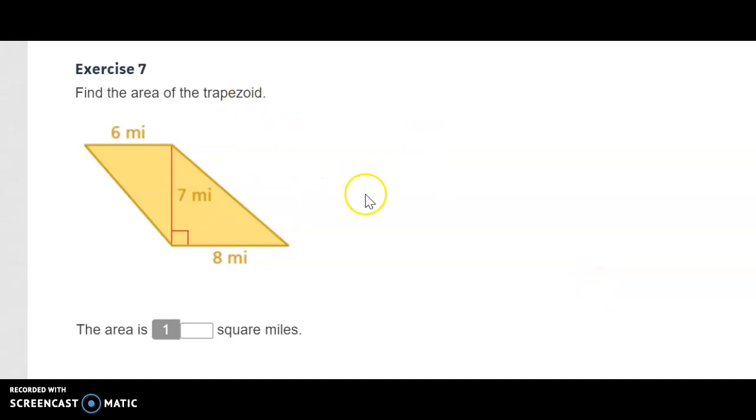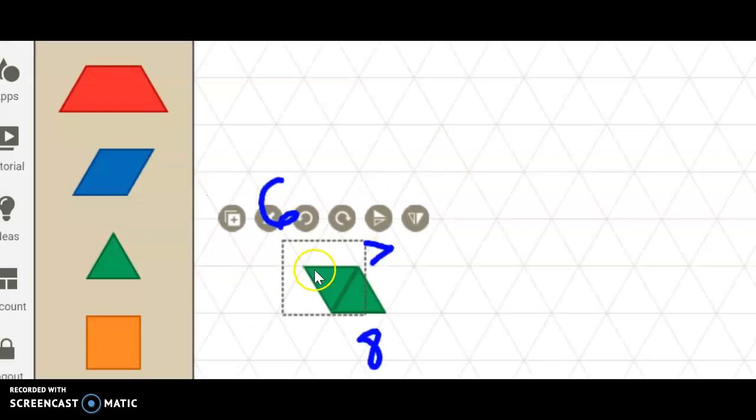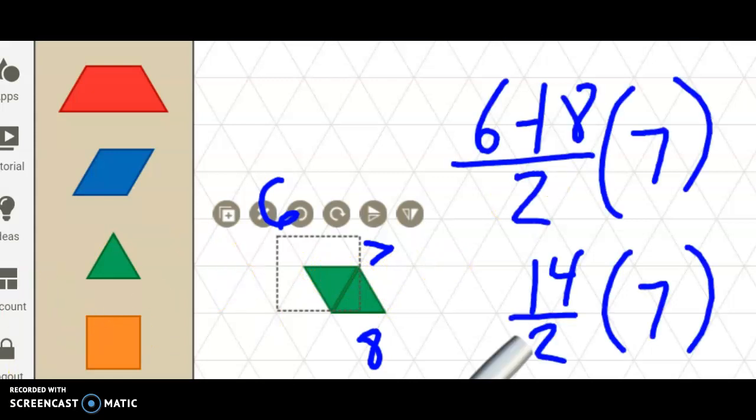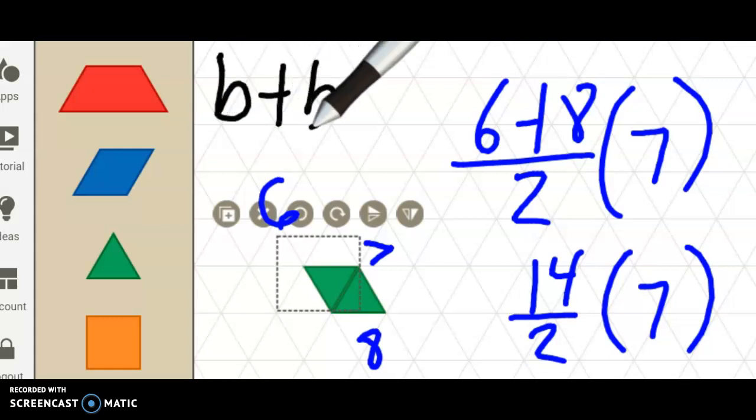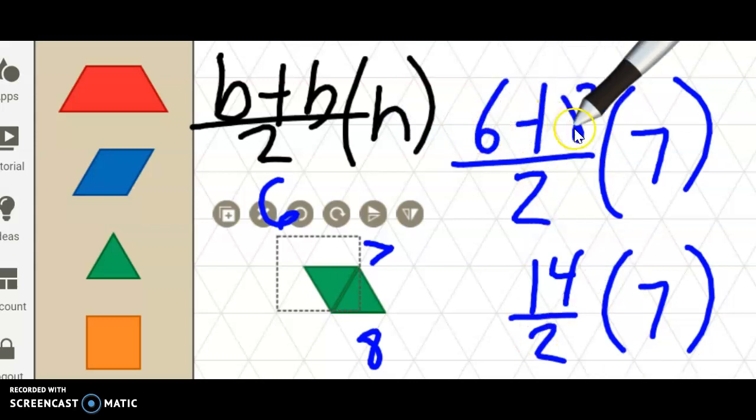And here again, we're finding the area of a trapezoid. We have our 6, our 7, and our 8. And when we look at it, we can just kind of see that those are two triangles put together. And that's why we're going to use a similar formula. Okay, so we're going to remind ourselves that our formula for the area of a trapezoid is base plus base divided by 2 times the height. So here's our base. We have 6 plus 8 divided by 2. So 6 plus 8 is going to give us 14. When we divide that by 2, it's going to give us 7, and we multiply our 7 times our 7, and that will be our answer.